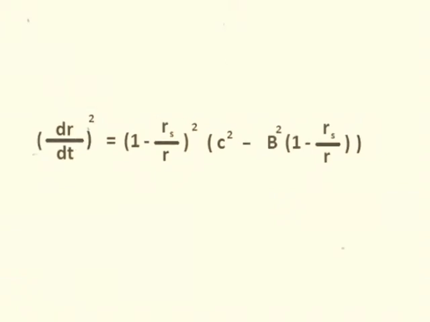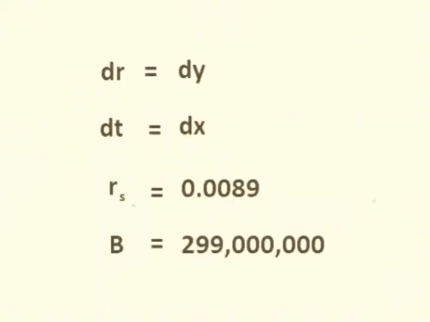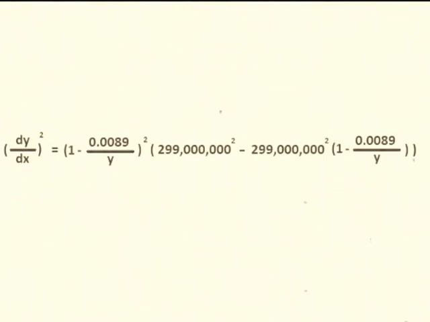Now we have something pretty suitable to graph on Desmos or some other suitable graphing calculator that handles derivatives. Desmos can handle something in terms of dy dx, and we have a dr dt here. So we replace the radius from the planet's center, r, with y, replace the time t with x, and replace the rs with the Schwarzschild radius of Earth, 0.0089, and let the constant b be equal to the speed of light, roughly 299 million meters per second. And then this equation pops out.